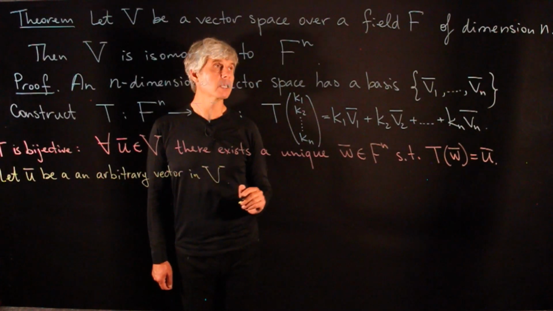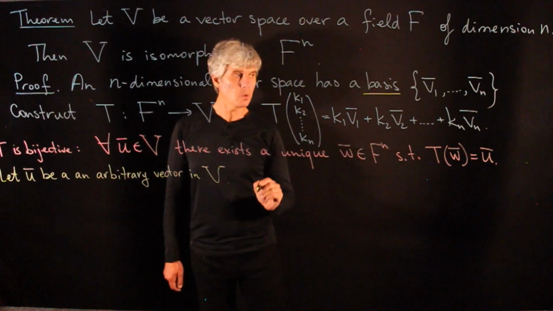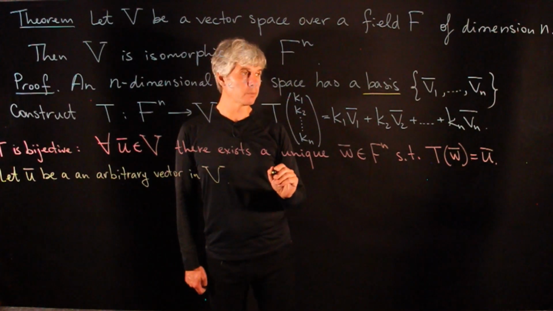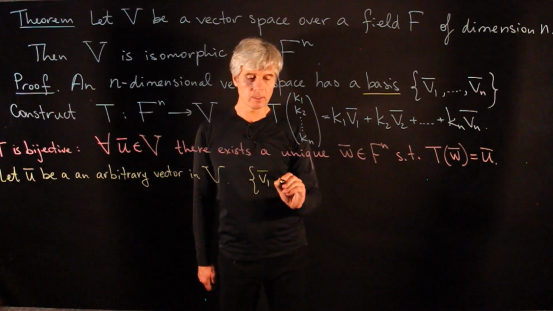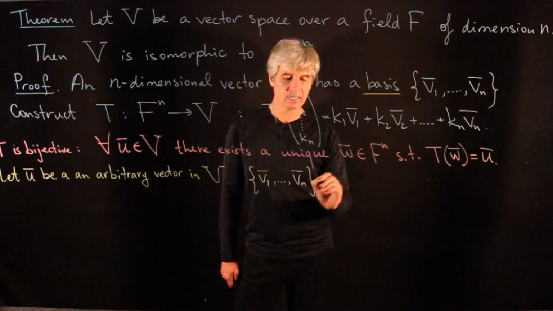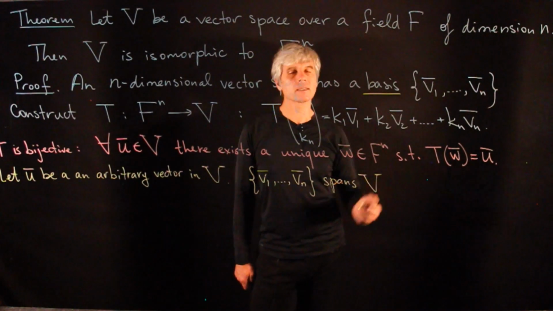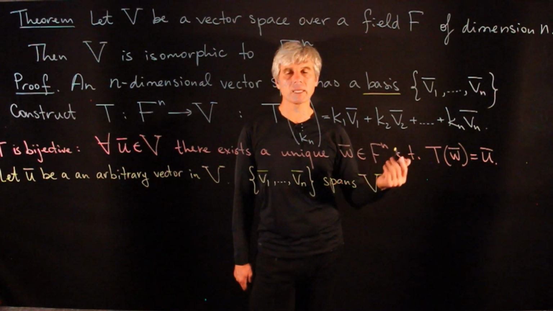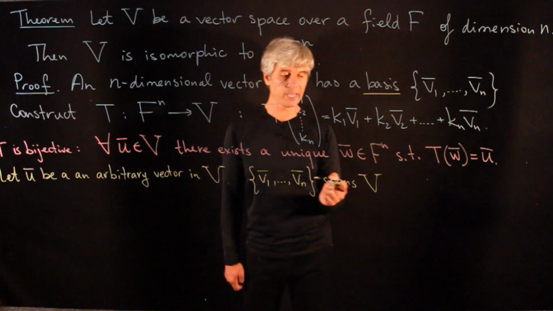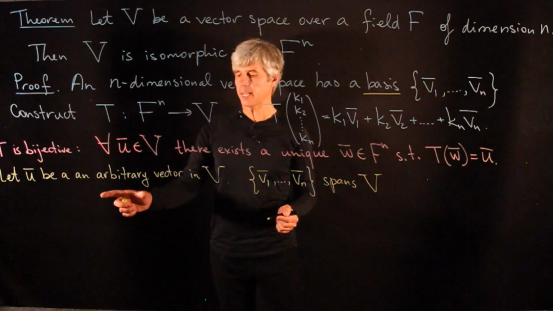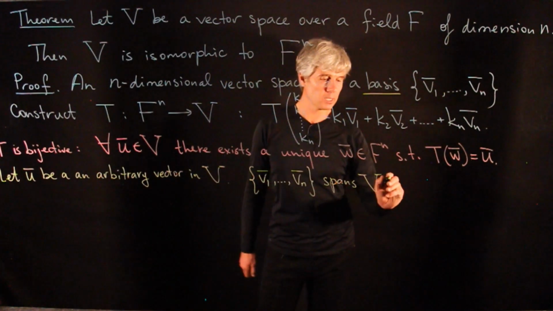So what we have is a basis here, right? So we know that our set V1 through Vn spans V, because a basis is a linearly independent subset that spans the vector space. So what does it mean that a set spans V? This means that an arbitrary vector can be written as a linear combination of basis vectors.